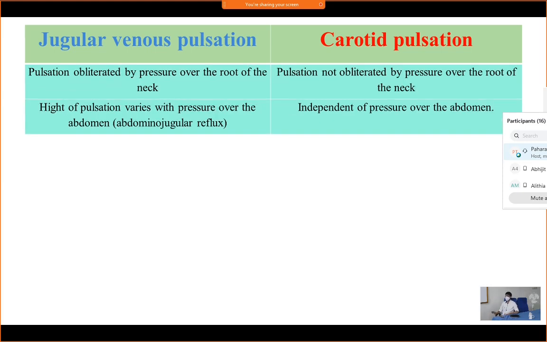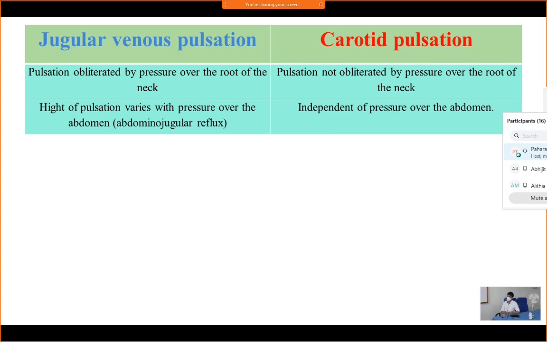Then again, the pulsation is obliterated by pressure over the root of the neck like this. Over the clavicle, you put your fingers and press gently. It will obliterate the pulsation if it is due to jugular venous pressure. But pulsation of the carotid artery, you won't be able to obliterate over the root of the neck with gentle pressure. You have to apply very much force to obliterate it, but it is much easier in case of jugular venous pulsation.